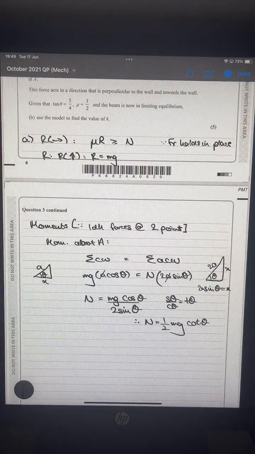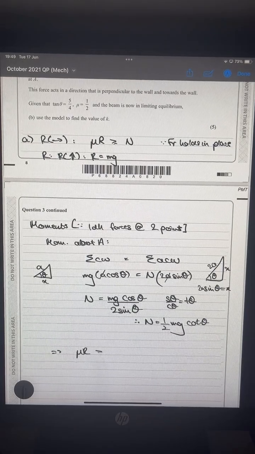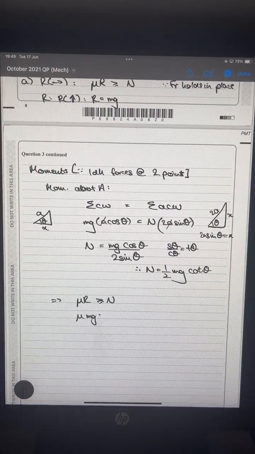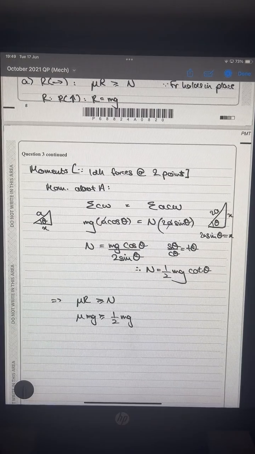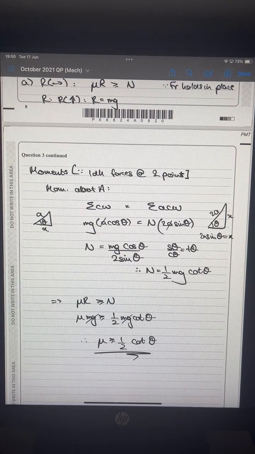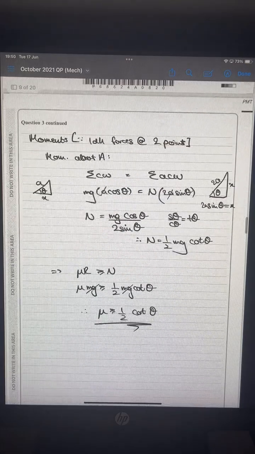So now I just need to plug back into this. I've got mu R. This implies that mu R is greater than or equal to N. Plug in my R value, plug in N. So mu times mg is greater than or equal to a half mg cot theta. My mg's cancel, and I know that the sign does not flip because mg is always going to be positive here because of my assumptions. So mu is going to be greater than or equal to a half cot theta. And that is how you prove this. Sub in and cancel through. Yeah, so that is how you do that.